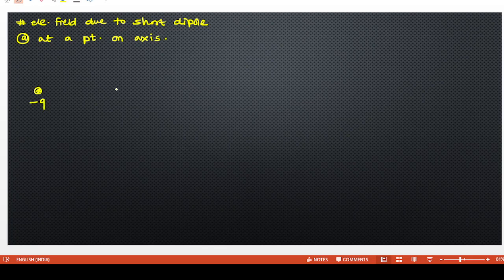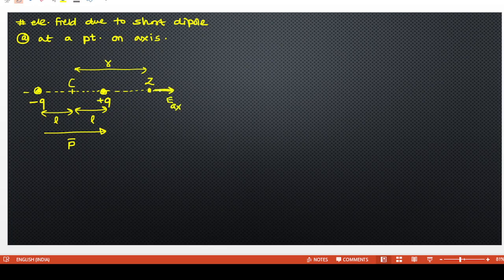So let us say this is minus q, this is plus q. This line will be taken as the axis of the dipole. This is any general point Z. This is the center of the dipole. This is half length L. This is the remaining half length L. This is the dipole moment vector P bar, negative to positive. This is the distance r of any general point Z from the center of the dipole at a point on axis. We know the direction of electric field at a point on axis and the dipole moment is the same.